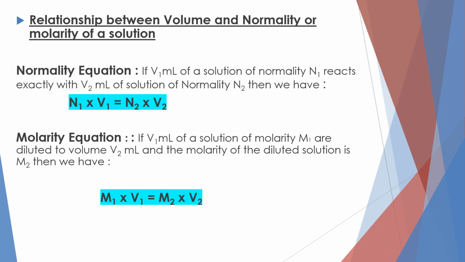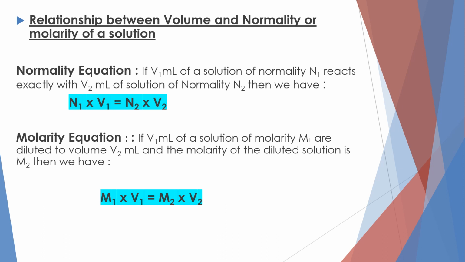Now we have the relationship between volume and normality or molarity of a solution, right? We have the first equation, known as the normality equation. If we have two solutions, one having volume V1 milliliter and normality N1, which reacts exactly with V2 milliliter of a solution of normality N2, then we have the relation N1 into V1 is equal to N2 into V2, and this equation is known as the normality equation. Similarly, we have another equation.